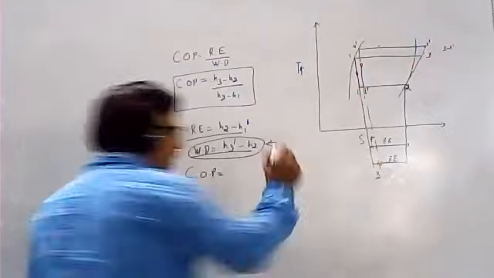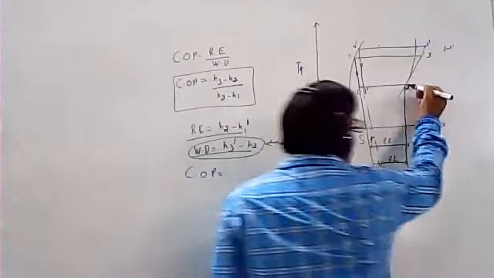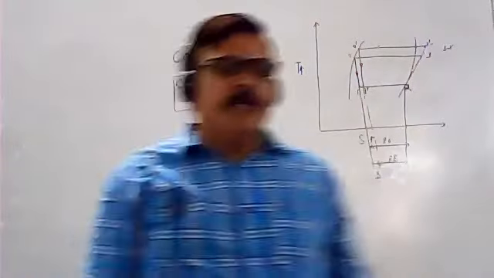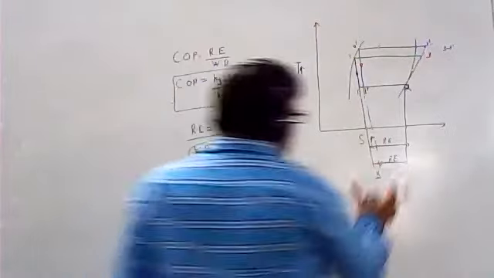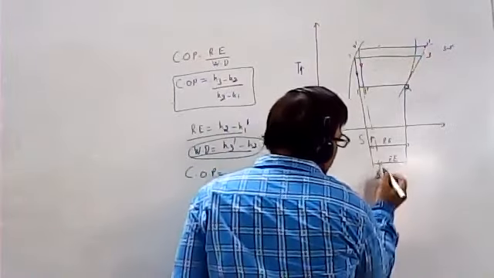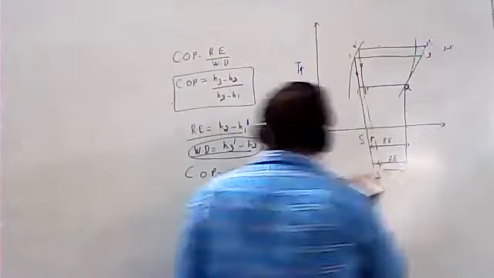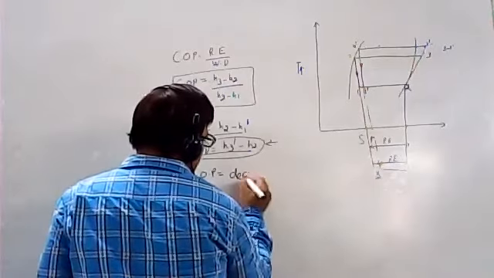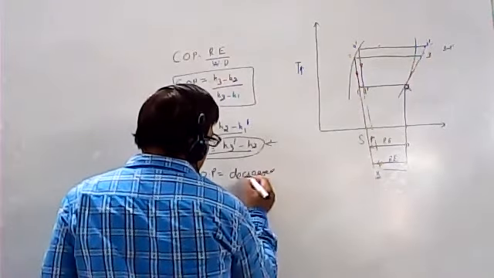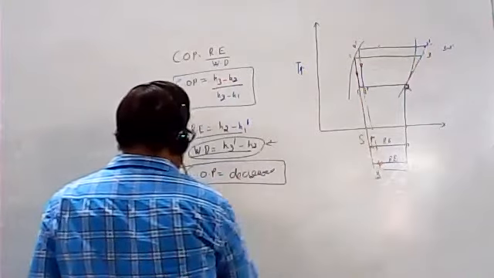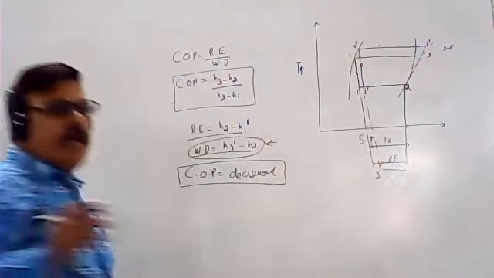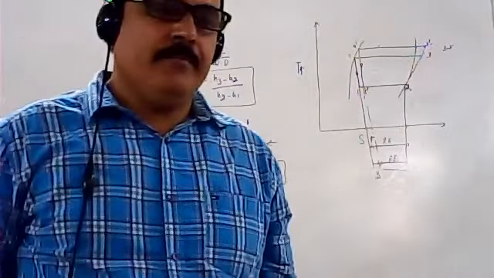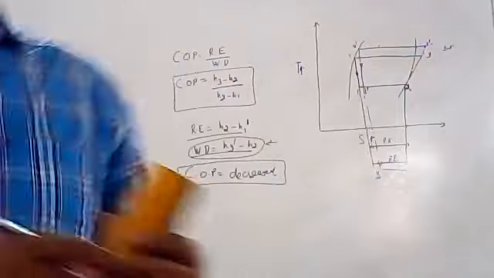Look at it. In this case, your compressor work will get increased from H2 to H3 dash. And your refrigeration effect from this figure will get reduced. So what will be the effect on the COP? Your COP will get decreased. So this will be the effect if I increase the discharge pressure from the compressor. So note on it, hurry up.